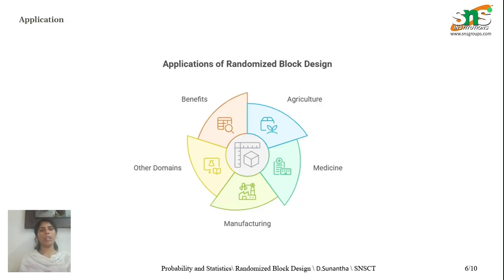Then here are the applications of randomized block design. This can be used in agriculture, industrial testing, biological studies, and in educational experiments. The advantages are that it is better than CRD, controls one nuisance factor, and reduces experimental error. The limitation is that if there is only one nuisance factor, we can use randomized block design. Otherwise we have to move into the Latin square.